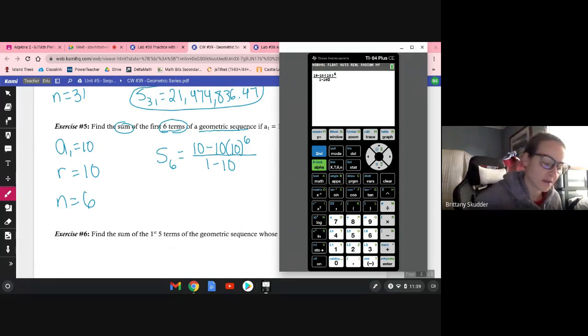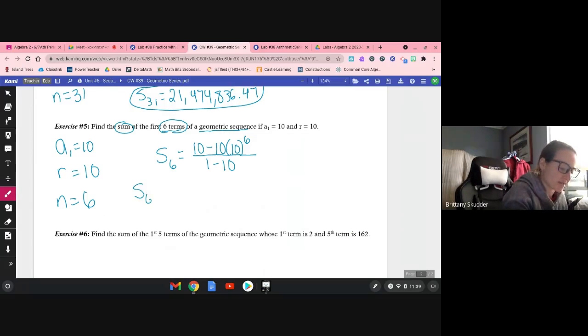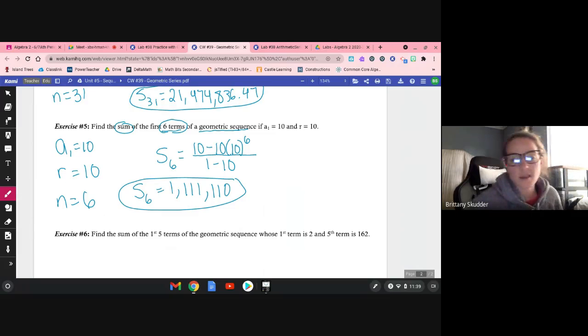When you have that all in your calculator, click enter, and you'll get this number. It looks like a binary number here, but it is S of 6 equals 1,111,110. Okay. Think about it. These numbers can be really big, especially if they're positive, only because they are growing by a common ratio. You're multiplying. So these numbers are going to be big.